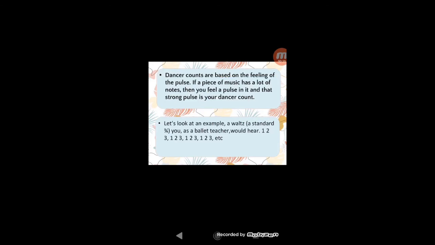The dancer's counts are based on the feeling of the pulse. If a piece of music has a lot of notes, then you feel a pulse in it, and that strong pulse is your dance count. Let's look at an example. A waltz, a standard 3/4. As a ballet teacher, you would hear 1 2 3, 1 2 3, 1 2 3, 1 2 3, etc.